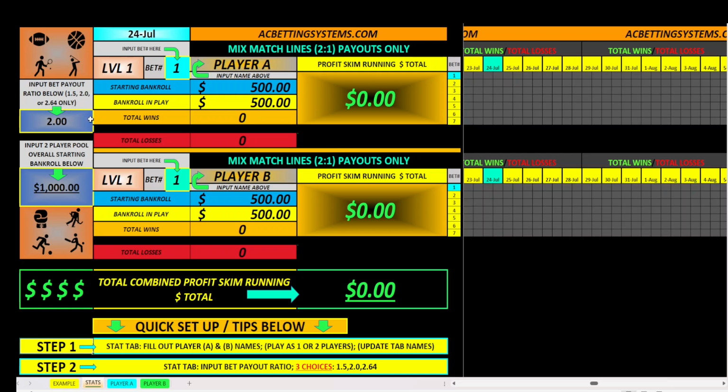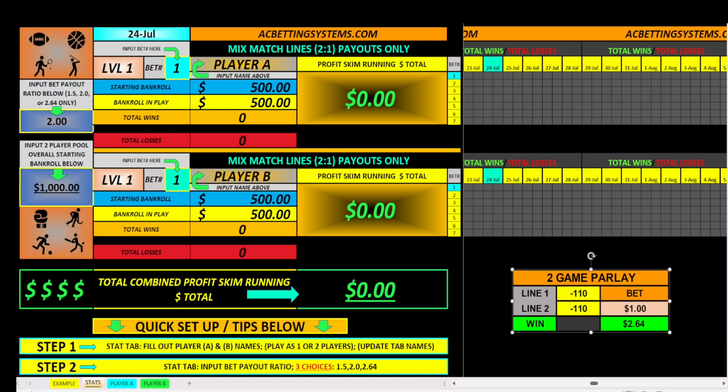2.64-to-1. I know you're probably scratching your head. 2.64-to-1, really? What the hell? Yep, that's correct. That was my original bet ratio when I created this. I was targeting 2-game parlays on spreads. If you pop in a 2-spread parlay at -110, the payout is 264 or a 2.64-to-1 payout. So I said, you know what? That's where this idea originated. I'm going to leave it in there.